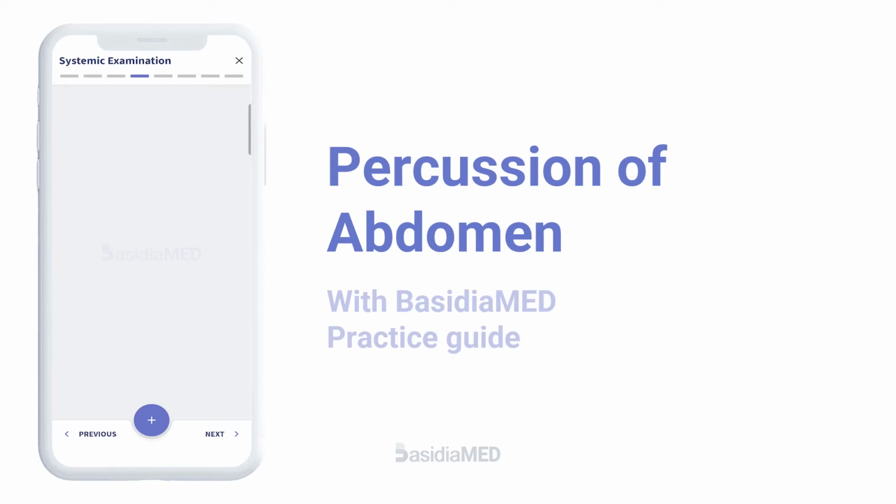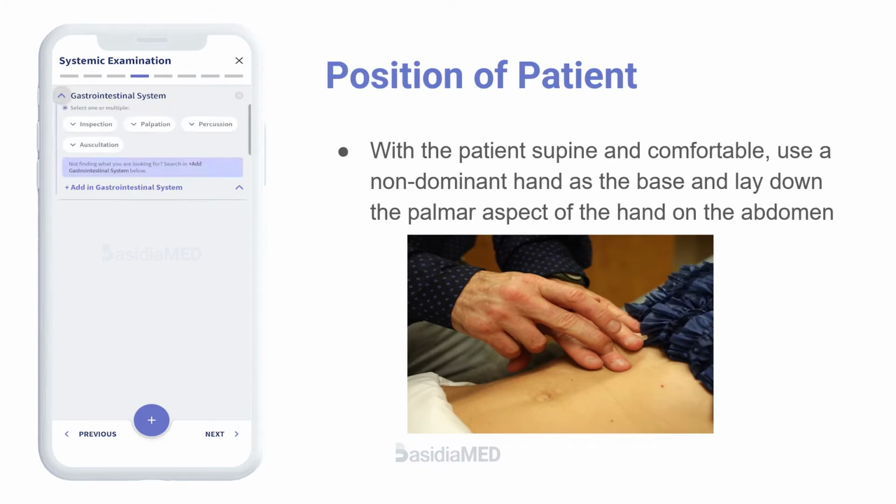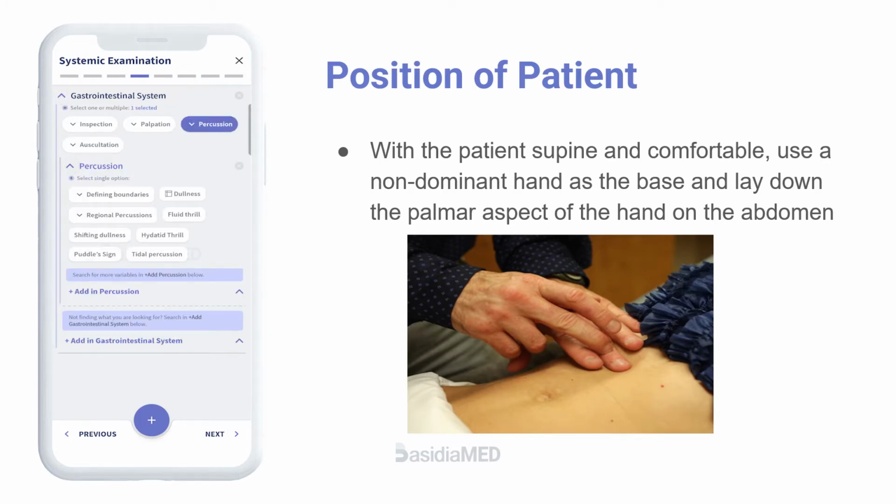Percussion of abdomen. With the patient supine and comfortable, use a non-dominant hand as the base and lay down the palmar aspect of the hand on the abdomen. With the dominant hand, use firm, constant pressure applied from the middle finger. You can also use 2 fingers to tap down on the dorsum of the middle finger of the base hand.